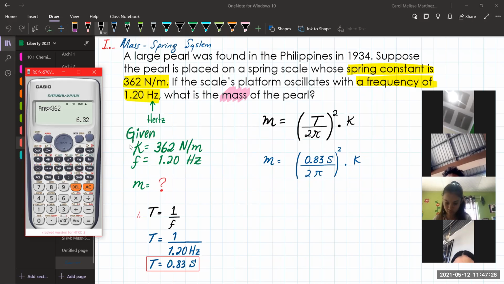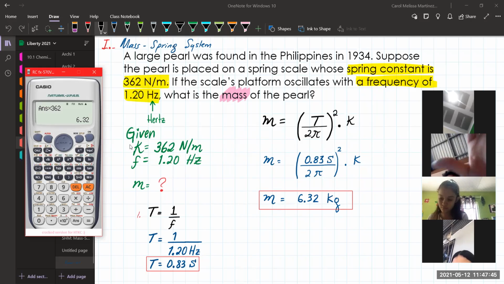Did you get the same mass as me? Yes. 6.32 kilograms. And because I'm talking about mass, don't forget that the unit should be the kilograms. And that is the answer.